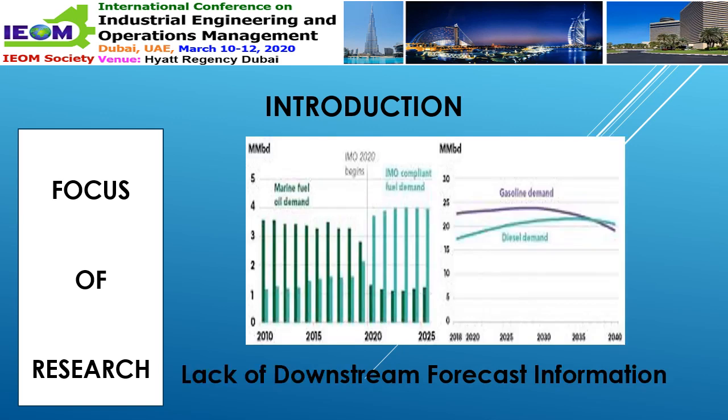Next is the lack of downstream forecast information. Downstream forecast information can be defined as the customer's forecast regarding the size of their demand requirements for future periods given to their suppliers or to upstream players in the supply chain.